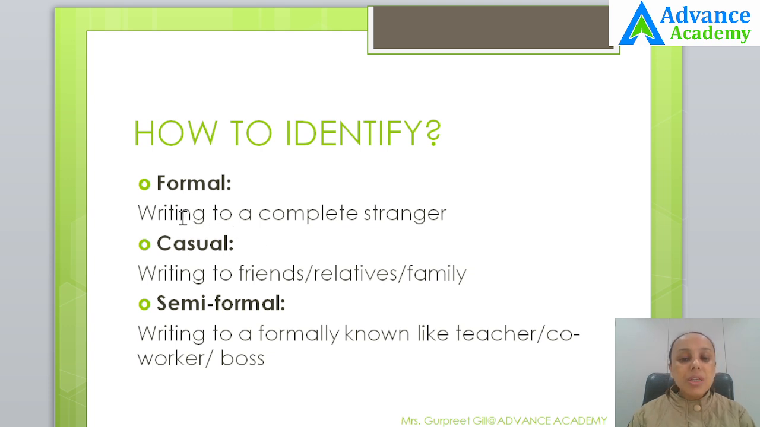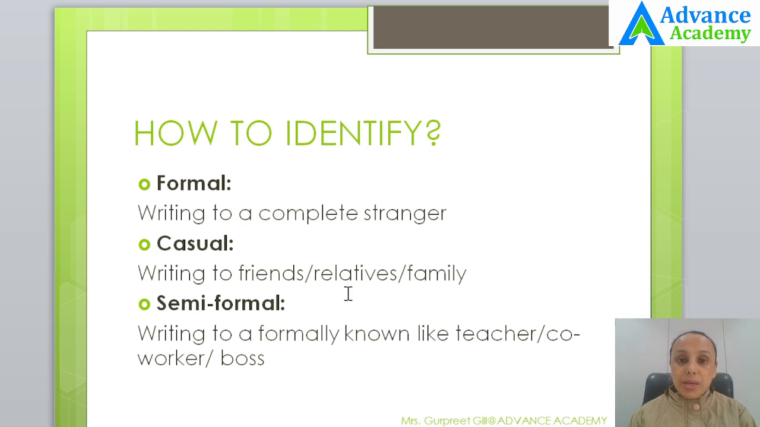For example, if you are asked to write a letter to a complete stranger, for example, the editor of a newspaper, the mayor of your locality, or a very senior employee of your company whom you have never met but you might know their name, or a person with whom you share a highly professional relationship. For example, the person is not your teacher but is your principal at the school or at the college. So the people who are not really known to you, or with whom you have a very professional relationship, then you can identify that the letter is of the formal type.